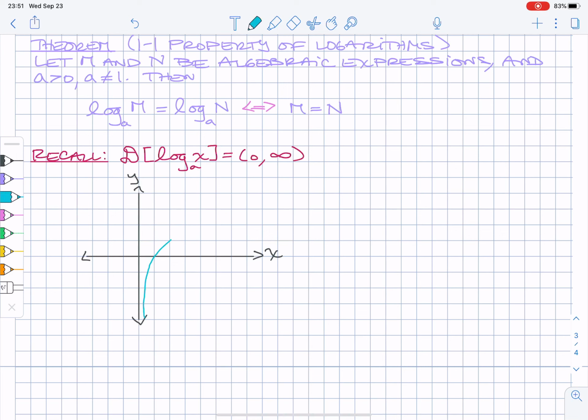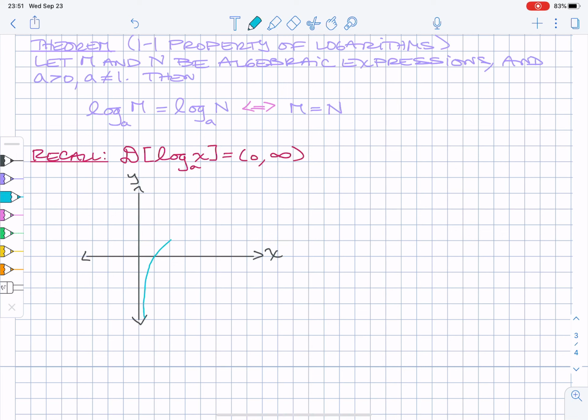Right. Looks something like that. So we can see that the domain is necessarily larger than 0. Hopefully we recall that. Okay, so moving on. Let me say log base a of x.